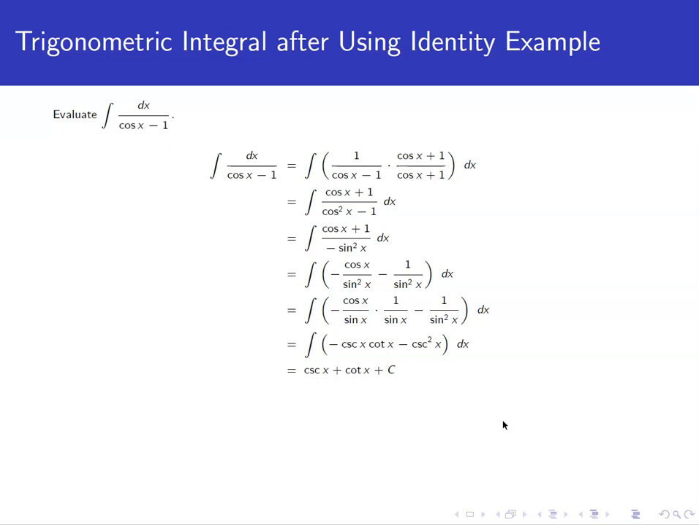Antiderivative of negative cosecant cotangent is simply cosecant, and an antiderivative for negative cosecant squared is cotangent.